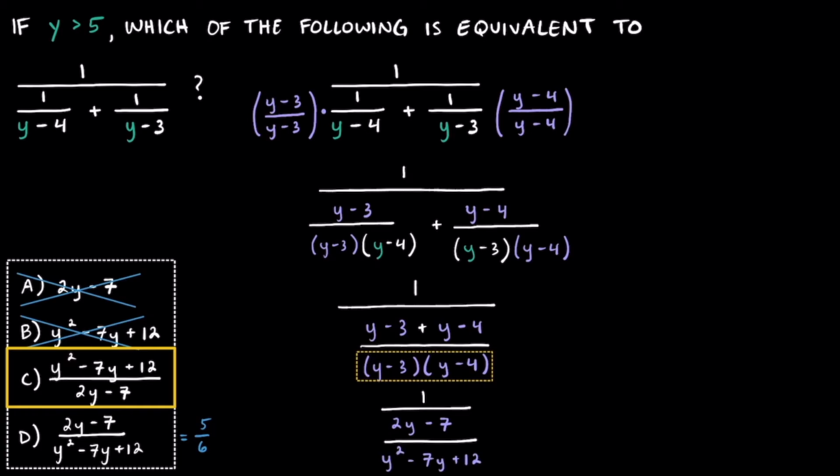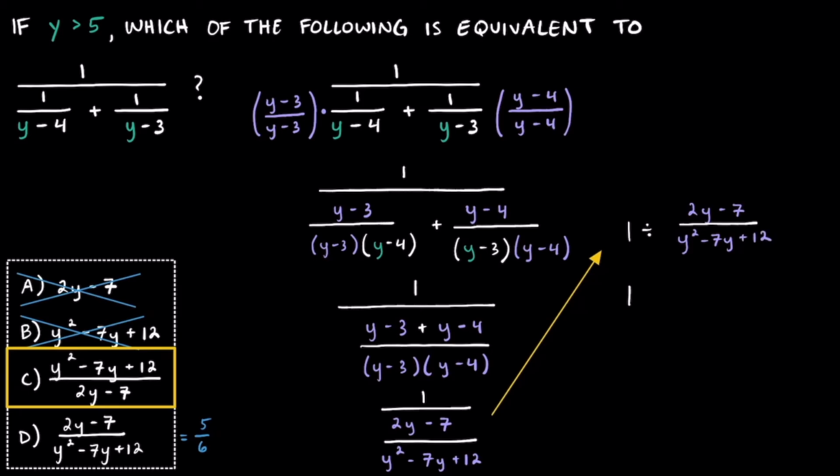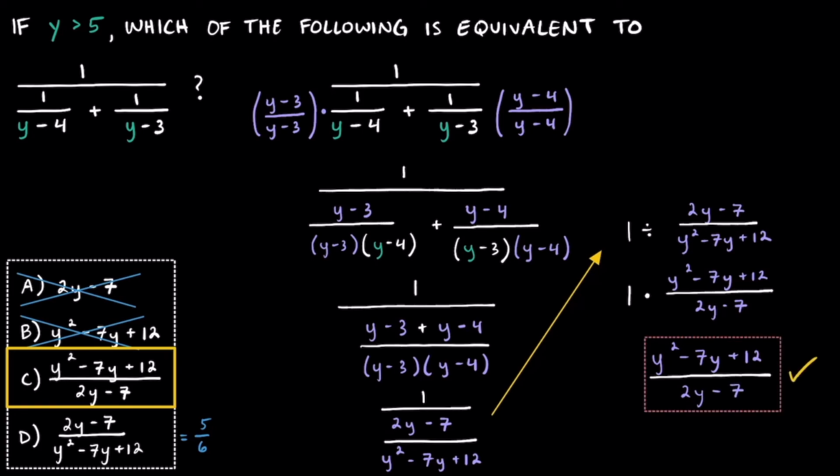Since we still have a complex fraction where we have 1 over this entire mess, let's go ahead and rewrite it from left to right. Rewriting this expression from left to right, we have 1 divided by this 2y minus 7 over y squared minus 7y plus 12. And multiplying by the reciprocal, we can write this as 1 times y squared minus 7y plus 12 over 2y minus 7. Dropping that 1, we get this final simplified expression of y squared minus 7y plus 12 over 2y minus 7. And just like earlier, this leads us to our answer choice of C.